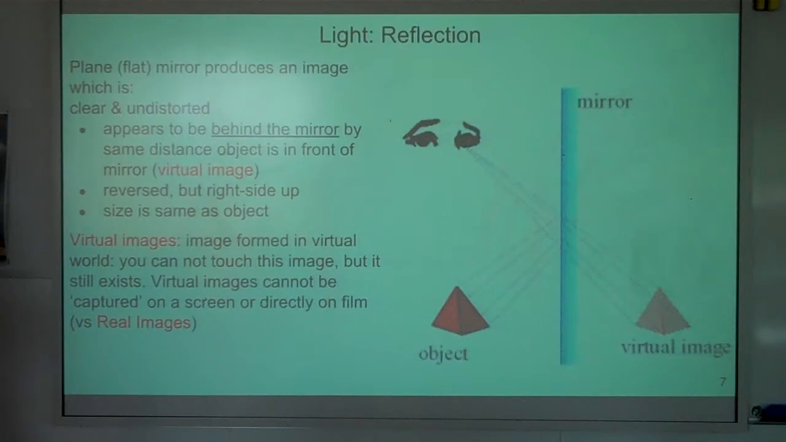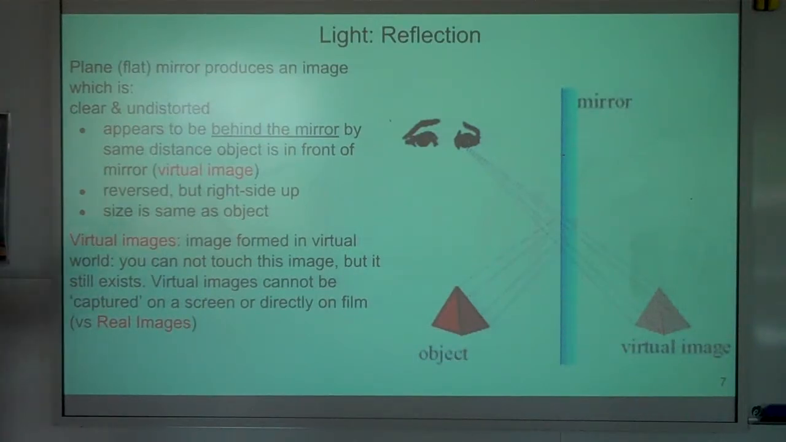I'll get the magnifying glasses out again. You'll hold them up to the board, about that far from the whiteboard, and you'll get a picture of the trees outside. The light coming through the window will go through the lens and onto the board, and you can touch that. That's considered a real image. The virtual images are formed in the virtual world. You cannot touch the image, but it still exists. Virtual images cannot be captured on a screen or directly onto film.